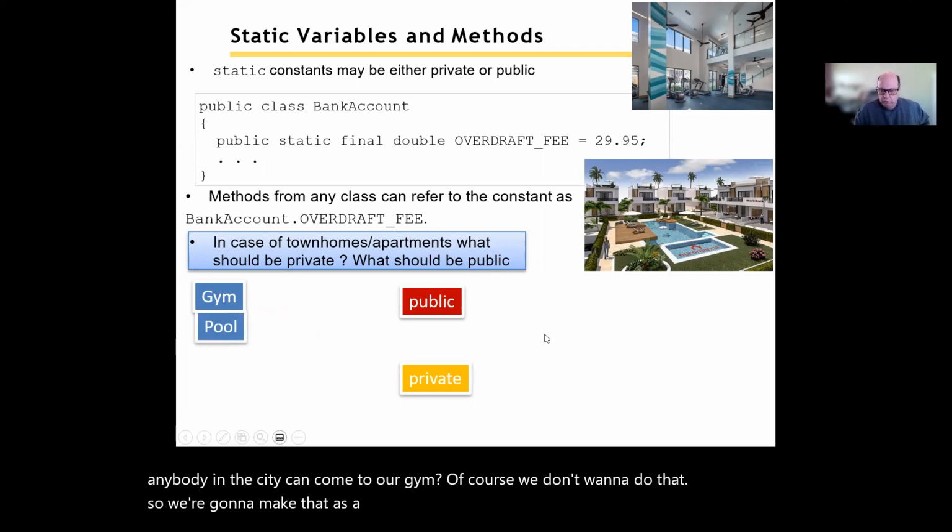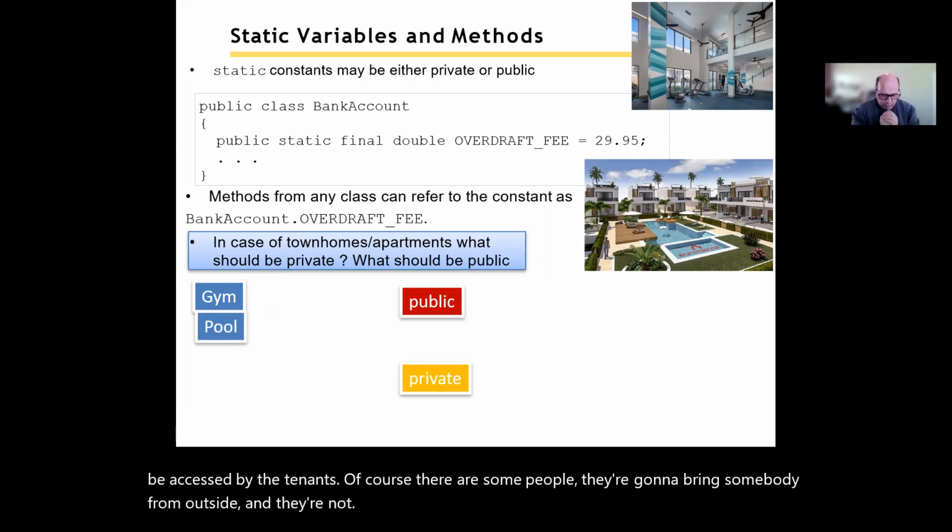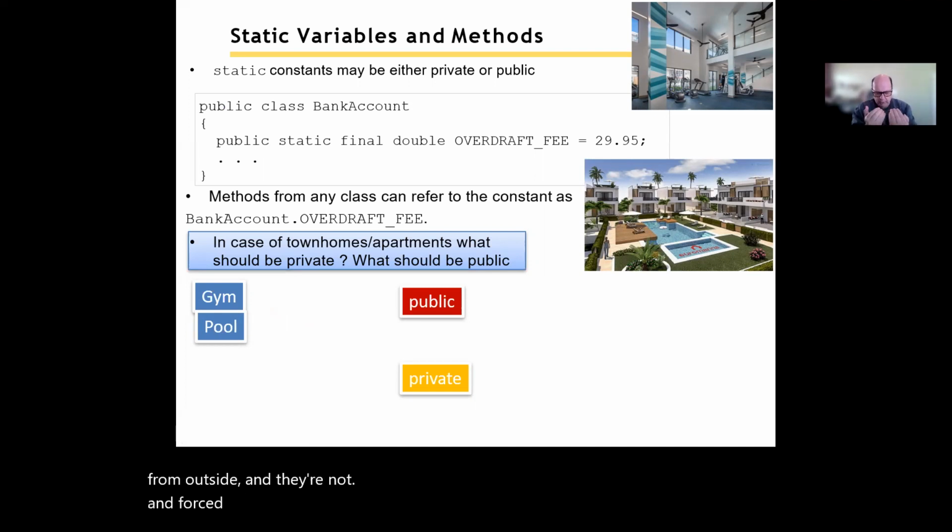Next one is a pool. Again, the pool is supposed to be accessed by the tenants. Of course, there are some people that are going to bring somebody from outside and it's not enforced, but the idea is what? The pool is for tenants only. Nobody from outside can come and access the pool.